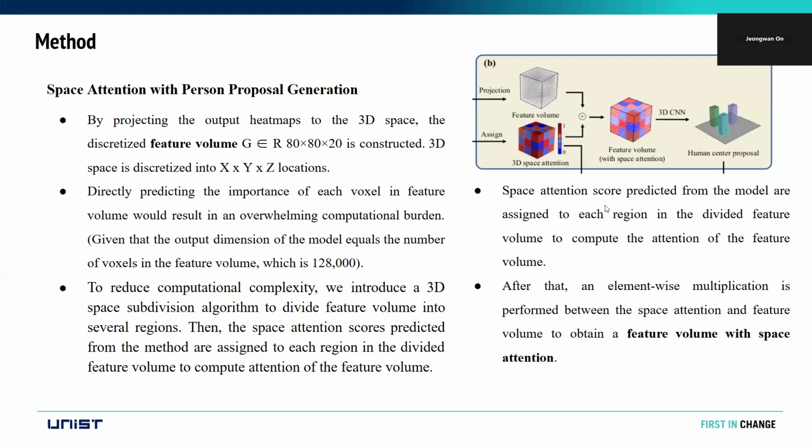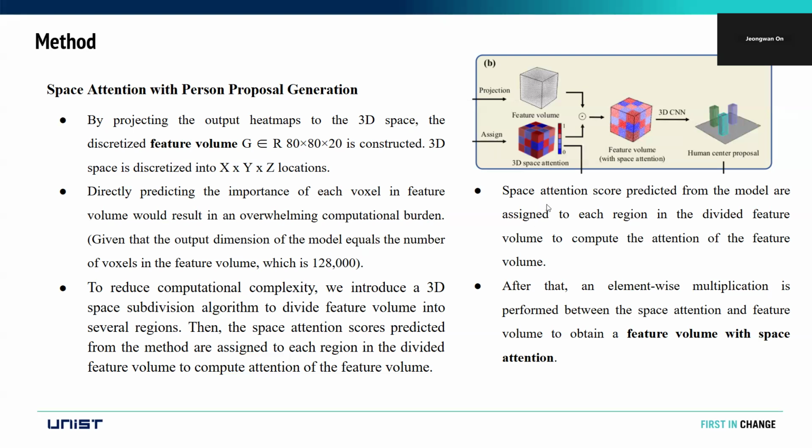So they're trying to reduce the computational complexity by introducing a 3D space subdivision algorithm to divide the feature volume into several regions. And then they apply the space attention score, which is predicted by the backbone, to each region in the divided feature volume to compute the attention of the feature volume.